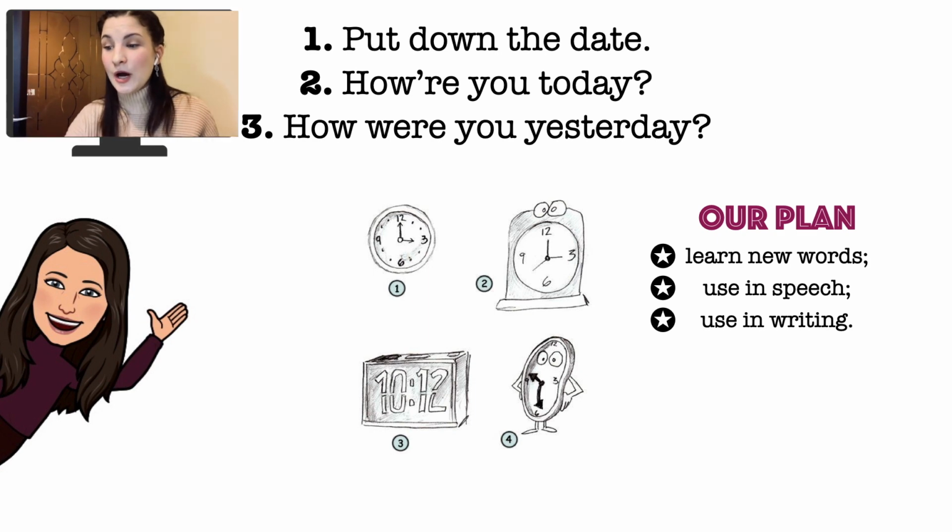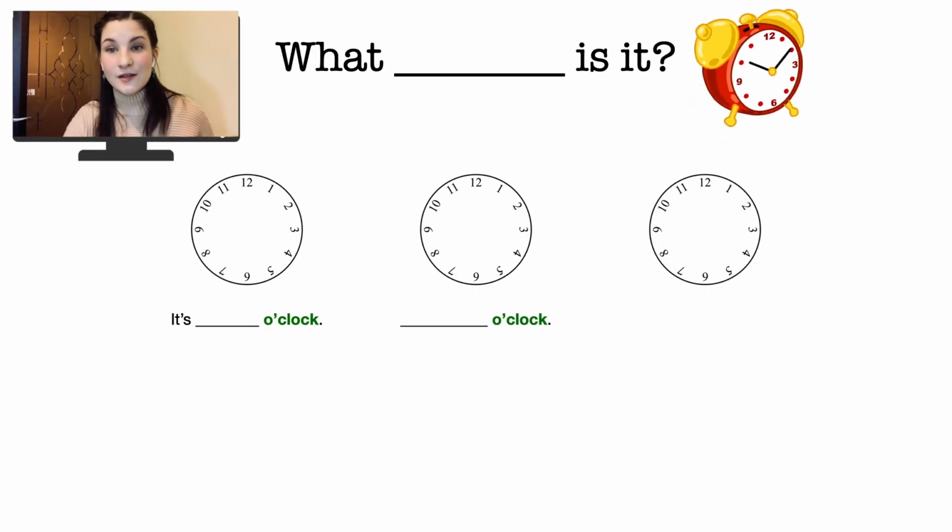Let's get started. When we want to know the time, we need to ask a question. What is the question? What color is it? What day is it? No. We want to know the time. So what do we need to ask? What time is it? Very good.